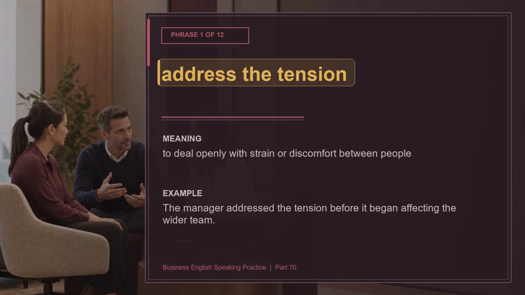Addressing it means naming the problem calmly and creating space for discussion. Use this phrase when a working relationship has become uncomfortable. Now repeat: address the tension.